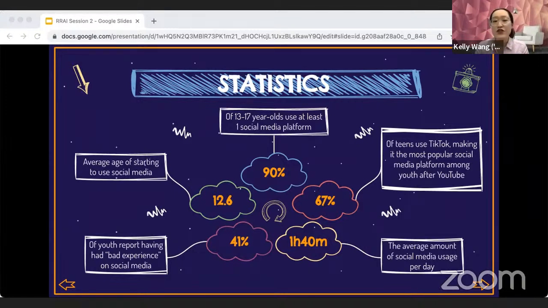And finally, the average adult spends around an hour and 40 minutes a day on social media. However, kids and teens tend to spend more time on social media, with about 38% of teens spending over 5 hours a day, and with 14% spending over 8 hours a day. So it is very, very time consuming.